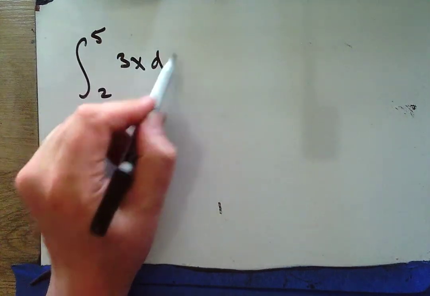Okay, how about this one? Integral from 2 to 5 of 3x dx.